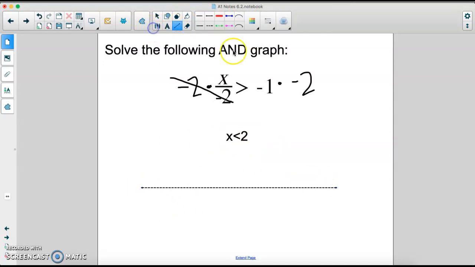Now I had someone ask me today, well, Miss Bury, the final answer is positive. That's okay. I don't care about the final answer. I care about the action that I took to get the final answer, which in this case involved me multiplying by a negative. All right, there's my dot. There's my arrow because I need all the values possible that are less than 2.